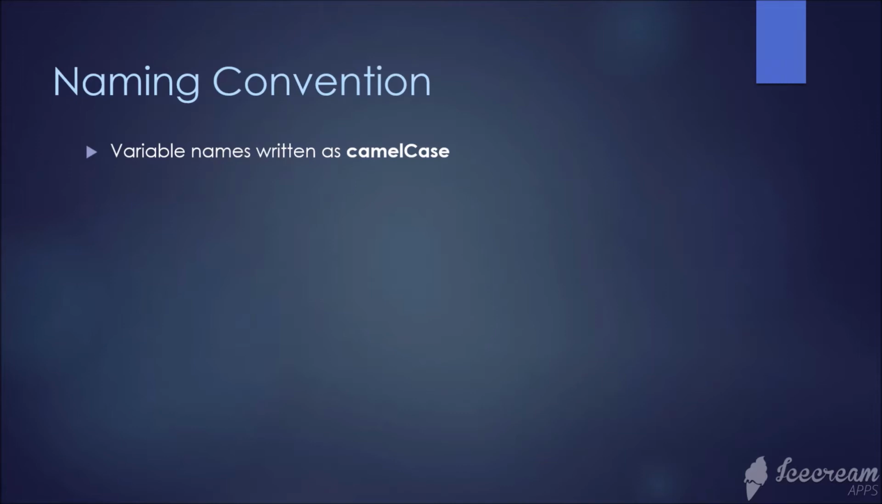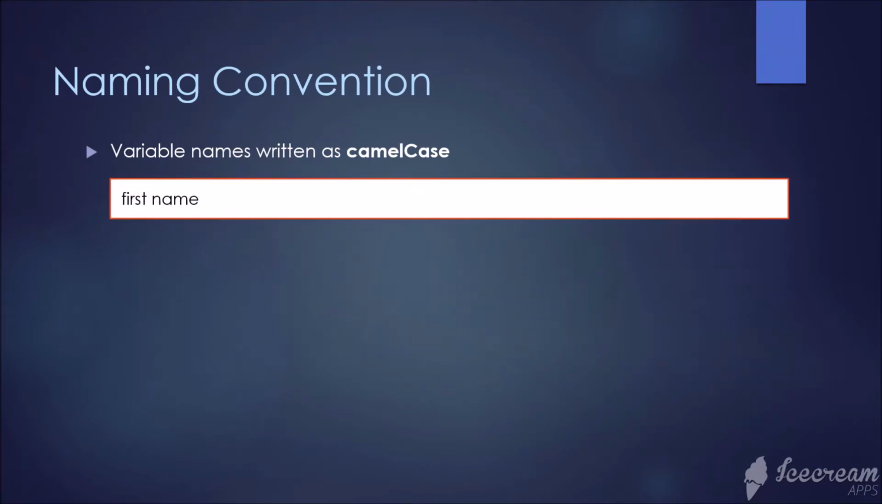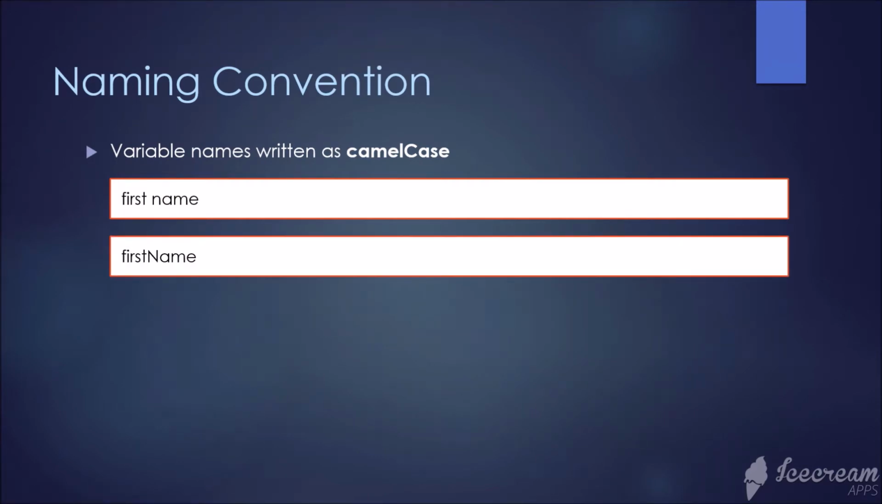Variable names are written in camel case. So let's say yung variable name mo is composed of two words. We have yung first at saka yung name. Okay, so ganito yung gagawin natin. The first word, dapat small letter lahat. Then the second word, yung first letter of that second word should be capital letter. Okay, that's the camel case.